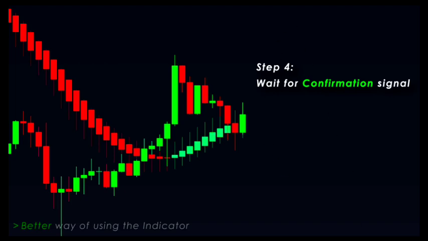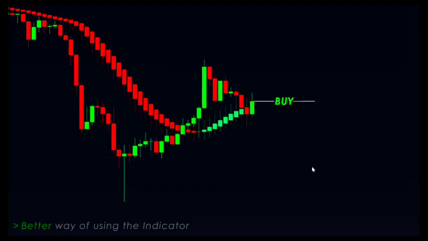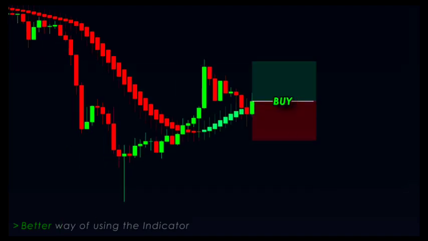So, because we already have our confirmation signal, we can now take a buy position right here. Now for your stop loss, you can place it at the nearest swing low, which is at this bottom candle wick, and your profit target could be set at 2 to 3 times the stop loss.